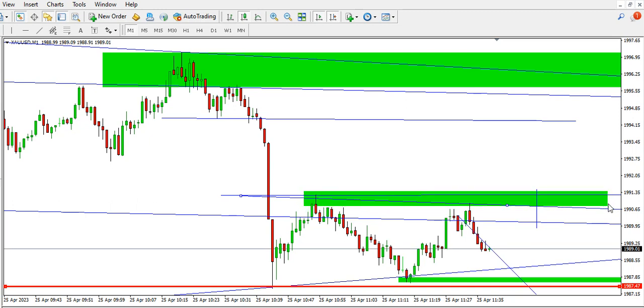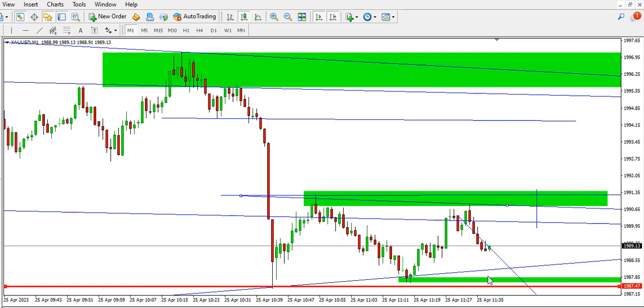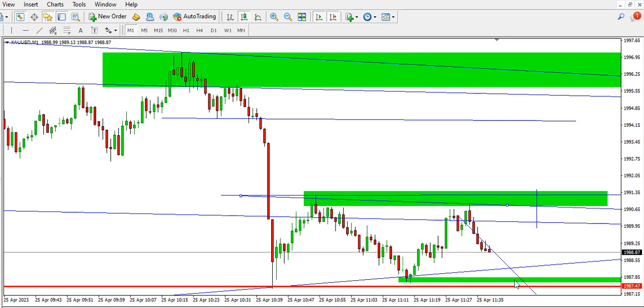So if the buyers are able to push above this level, then we can think or say that the range will continue. But if the buyers fail to sustain price at this level, then it's over for now. Price will continue to go south. So for now, look for selling opportunities. So that's that about the video.